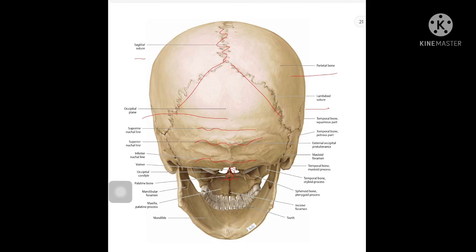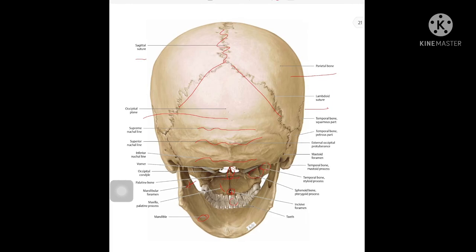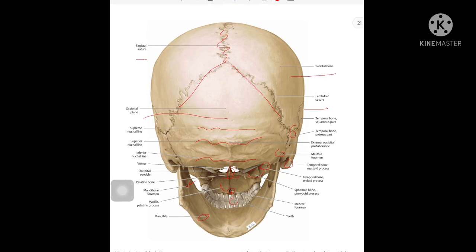It's the parietal bone. And the mandibular foramen, the palatine process of the maxilla, the incisive foramen, the mandible, the teeth, and the pterygoid process of the sphenoid bone, the styloid process of the temporal bone, the mastoid process of the temporal bone, the mastoid foramen, and the petrous part and squamous part of the temporal bone.